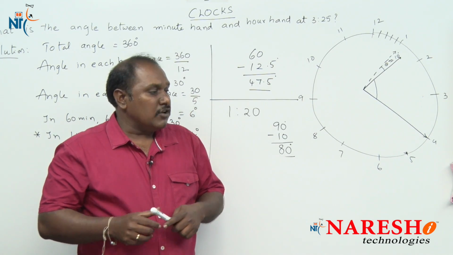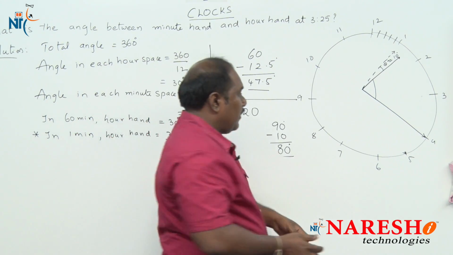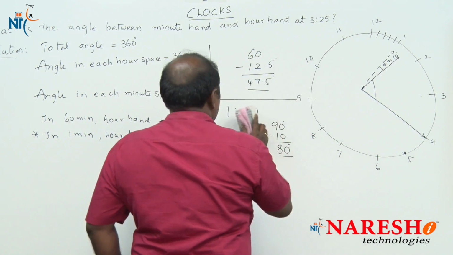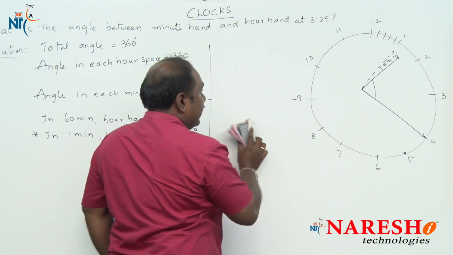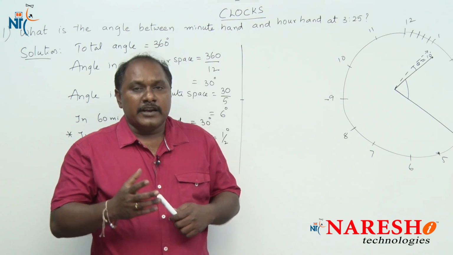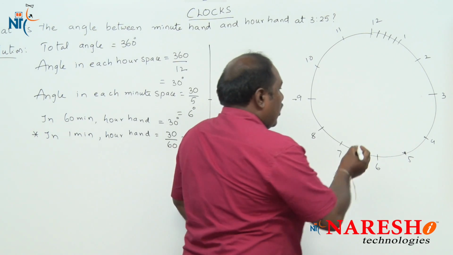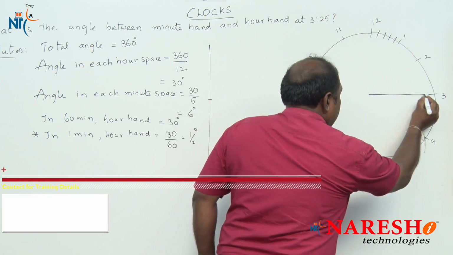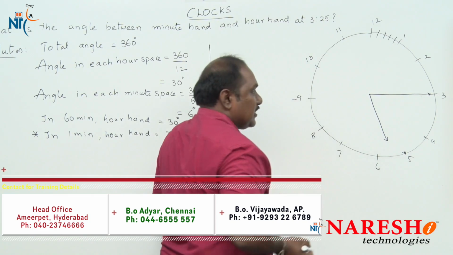Now we can solve one more problem, a similar type of problem. What is the angle between minute hand and hour hand at 5:15? Take your time, 10 to 15 seconds to answer this question. Now at 5:15, the minute hand is exactly at 3, and the hour hand is in between 5 and 6.